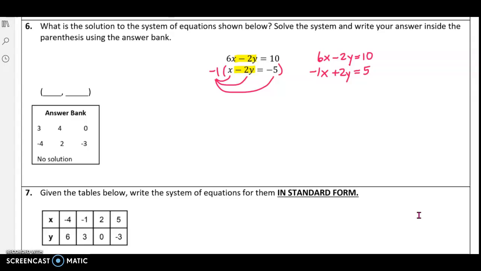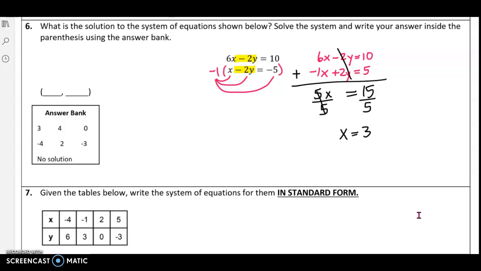And like any elimination question, we are adding the two equations together now. 6x plus -1x is 5x. -2y plus +2y is 0, and they eliminate as they're supposed to. 10 plus 5 is 15. And the last thing we would need to do is divide both sides by 5 to get that x is 3.